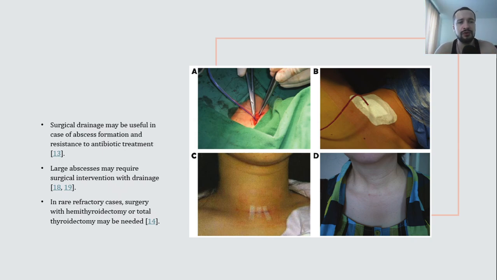Surgical drainage may be useful in case of abscess formation and resistance to antibiotic treatment. Large abscess may require surgical intervention with drainage. In rare refractory cases, surgery with hemithyroidectomy or total thyroidectomy may be needed.